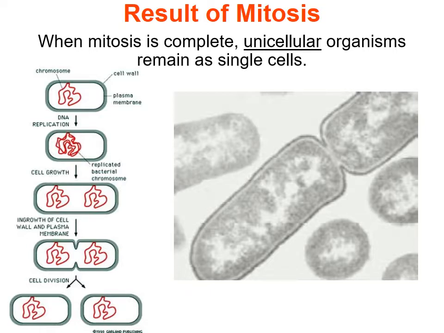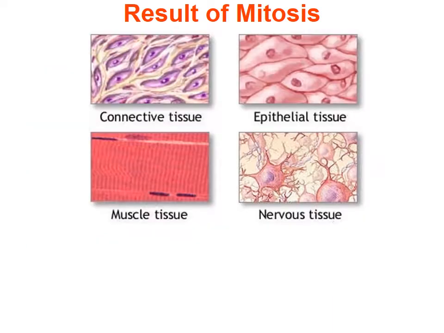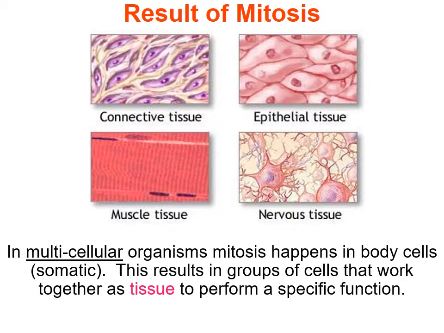Single-celled organisms like bacteria can go through mitosis, and it's typically called asexual reproduction or binary fission. And when they go through mitosis, they're going to remain as single cells. In multicellular organisms, mitosis happens in the body cells, also known as somatic cells. It happens all the time.